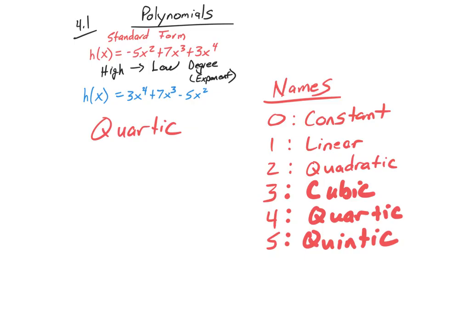If you go higher than 5, we don't really have any special names for those because we don't see those very often. So if I happen to go to like 6 or 7, we would just call it a 6th degree or 7th degree and so on, and we just use the number to name the degree.